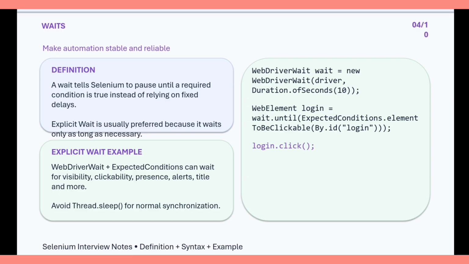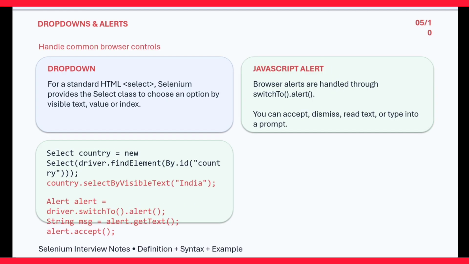Now let's move on to some common browser controls that we frequently handle in Selenium: dropdowns and alerts. Let's start with dropdowns. If we have a standard HTML select dropdown, Selenium provides the Select class to interact with it. We can select an option by its visible text, value, or index. For example, if we have a country dropdown, we can select India using selectByVisibleText.